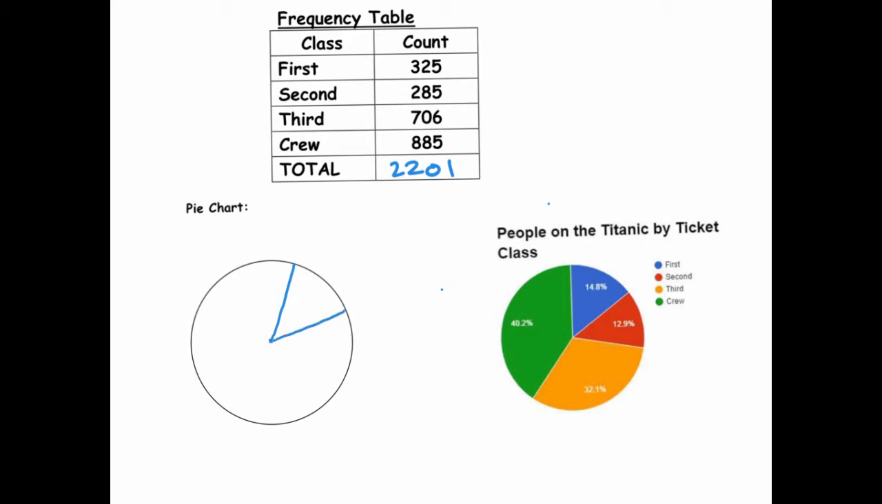If you were presenting this, you can get as detailed as you'd like, but I'm just going to write first there. I think this section will do. I'm going to put parentheses there for 325. Okay, so now let's move on to second class. There's 285, so that should be a little smaller. Not too much smaller. This will probably do.